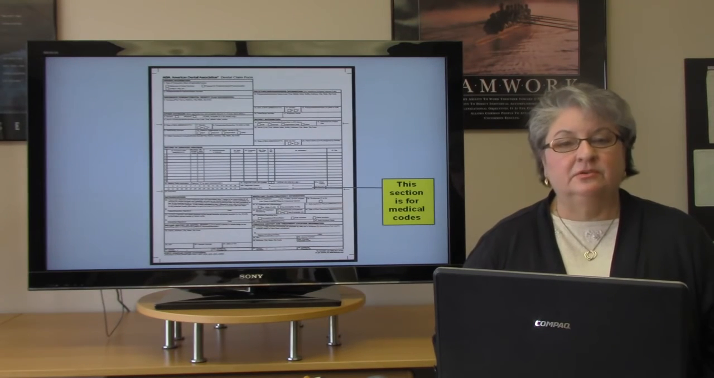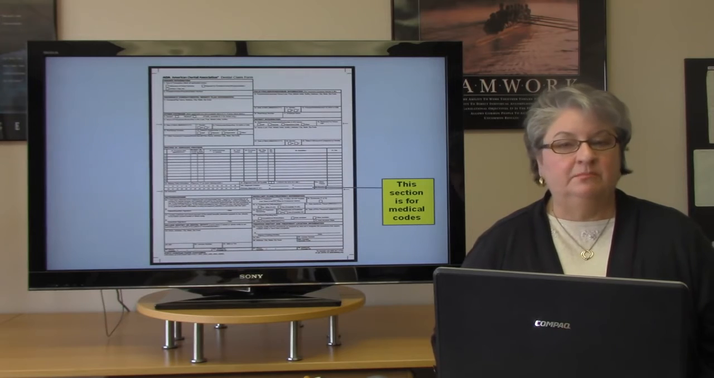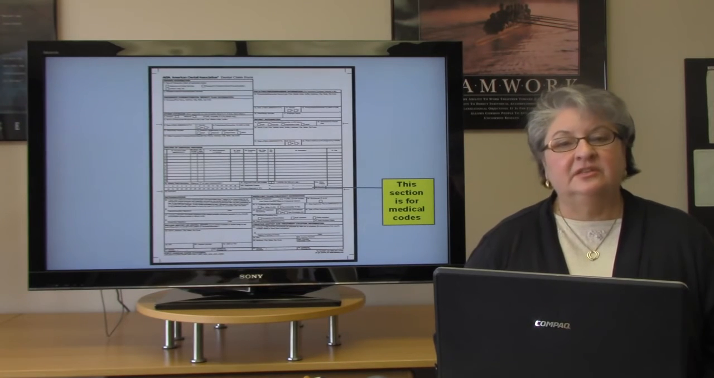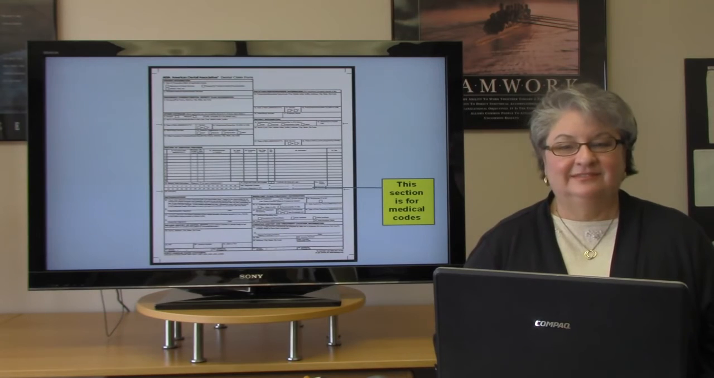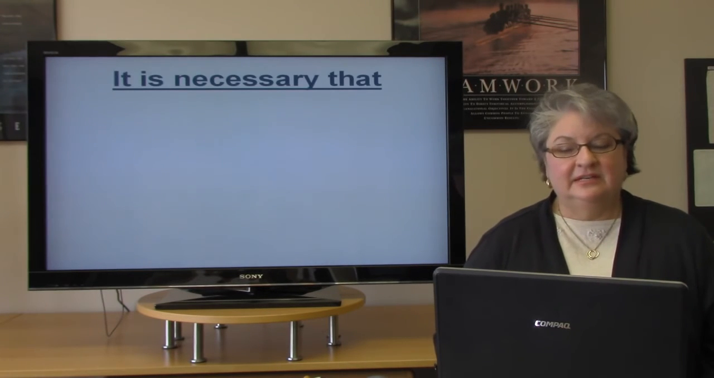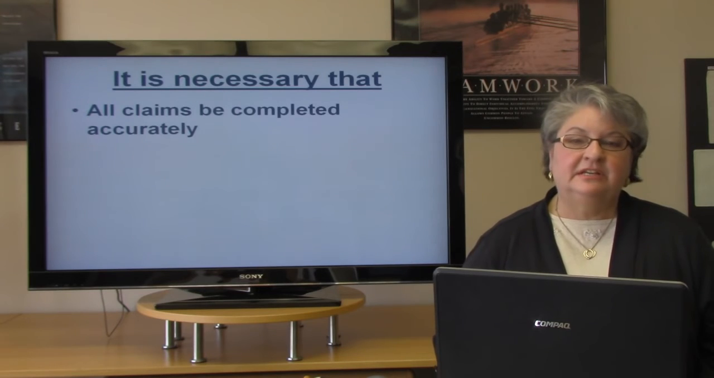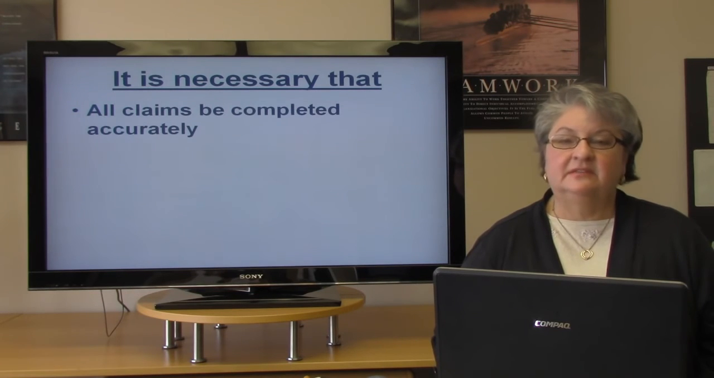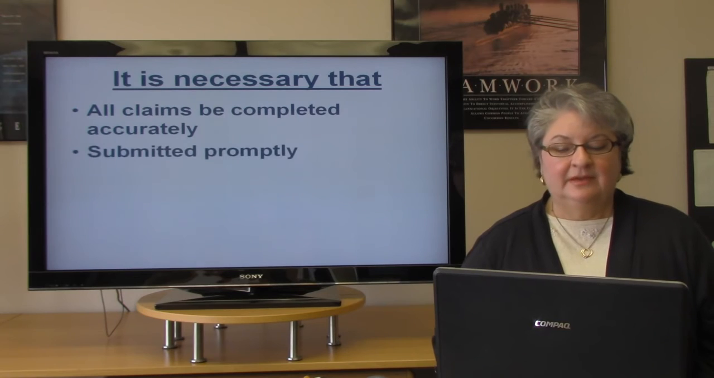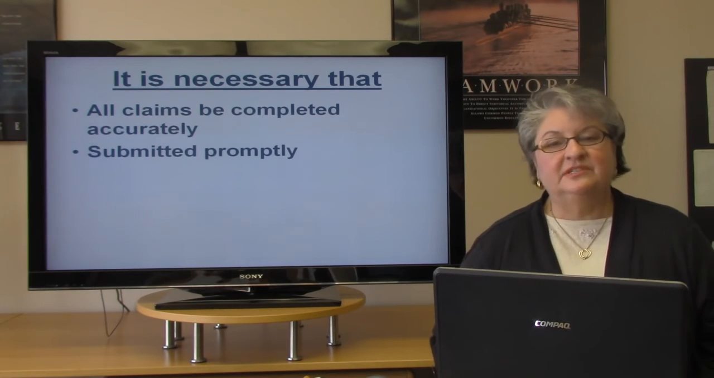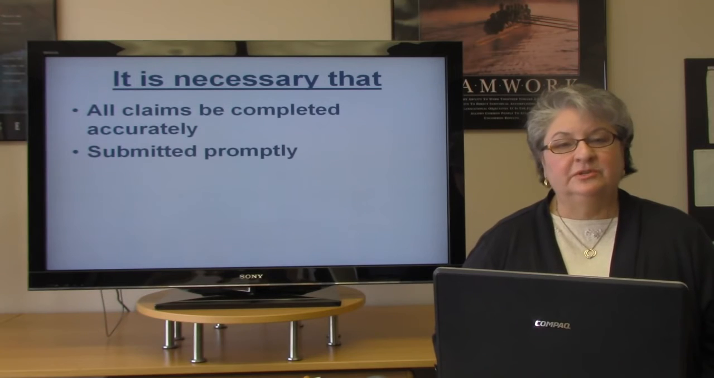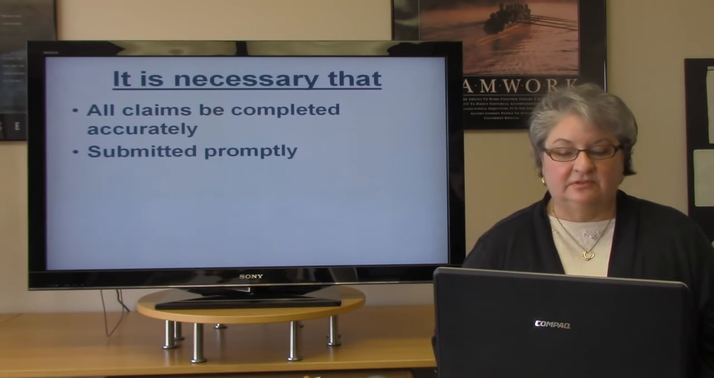The next one is box 34. At one time we had this set aside for primary dentition when we charted missing teeth. It is now the section that we use for medical codes. It is necessary that all claims are completed accurately, so make sure that the first name is in the field for first name and the last name is in the field for last name. Submit promptly. Make sure that we submit these claims within 24 to 48 hours of the date of service.